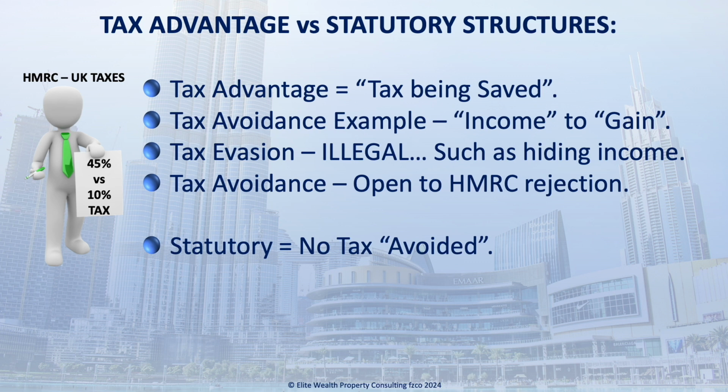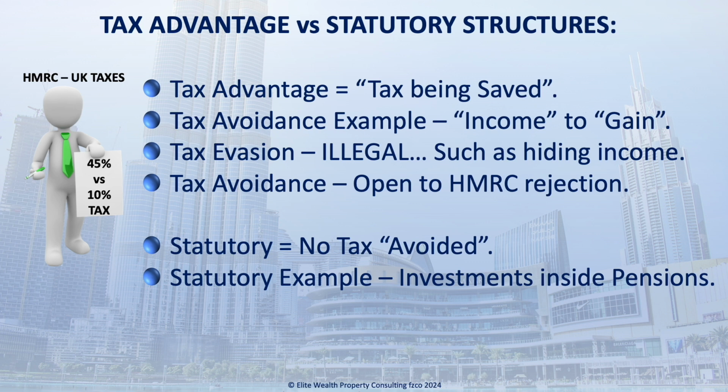So I'll give you one statutory example. If you have a pension scheme and it's an approved pension scheme and it's got a reference number from HMRC, any of the investments inside it will not pay tax, whether that is income or capital. Doesn't matter. There's no tax avoidance. It's a statutory example. Pension schemes do not pay tax on their investments.